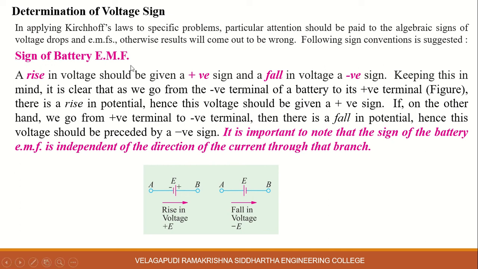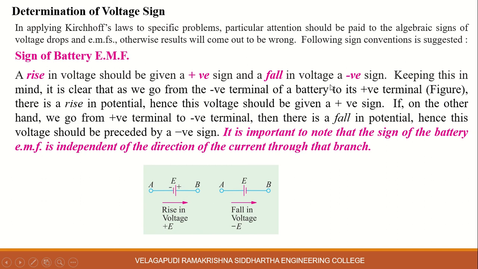First, the sign of battery EMF. A rise in voltage should be given a positive sign. Here, a rise in voltage means going from negative to positive. That means going from the negative sign to the positive sign of a voltage source is a rise in voltage, represented with a positive sign. If you observe this figure, this battery E is rising from minus to positive. Minus to positive means rise in voltage, so that's why we place a positive sign, plus E.